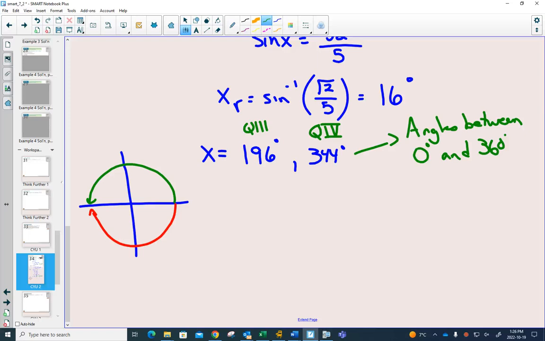Where were our answers? They were in quadrant 3 and quadrant 4. You see that we wrote them positive, but it doesn't exist in the positive. So we have to just temporarily put a little line through that. I still want to see those numbers because I'm going to use them later. X is going to equal, well, 344 would be negative 16 degrees. And 196, that would be negative 164 degrees.